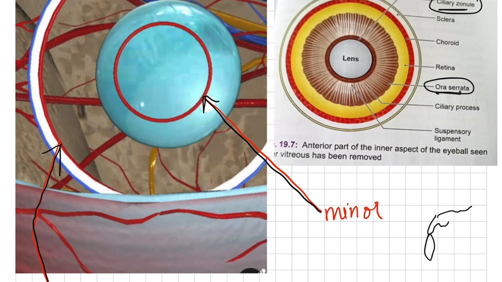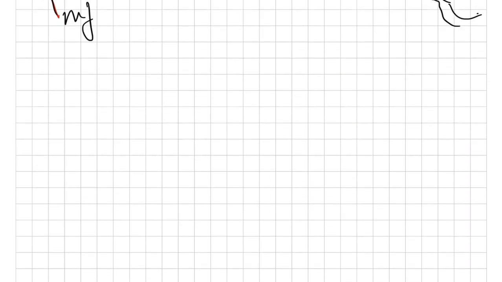In this diagram you can see the ciliary zonule and ora serrata. Ora serrata, I told you, is the point where the retina stops, right? And the ciliary zonule was formed when there was the covering of vitreous humor or vitreous body on the posterior surface of the ciliary process or ciliary body.